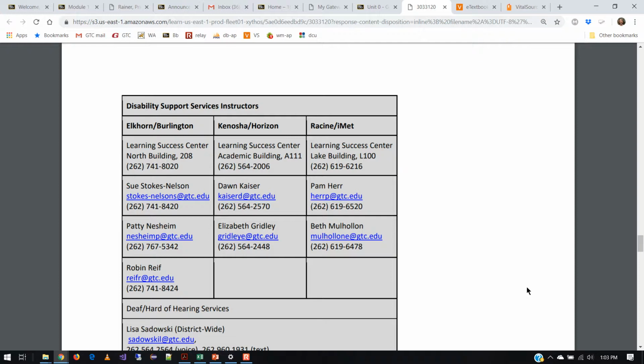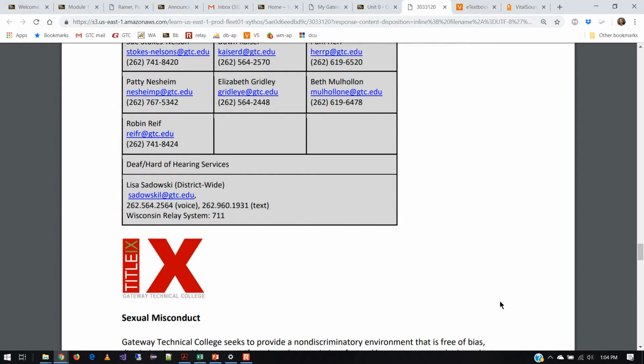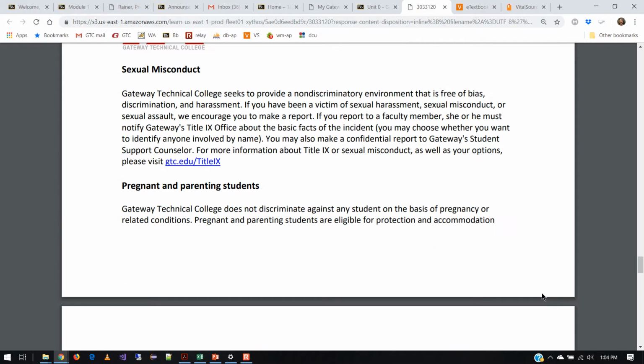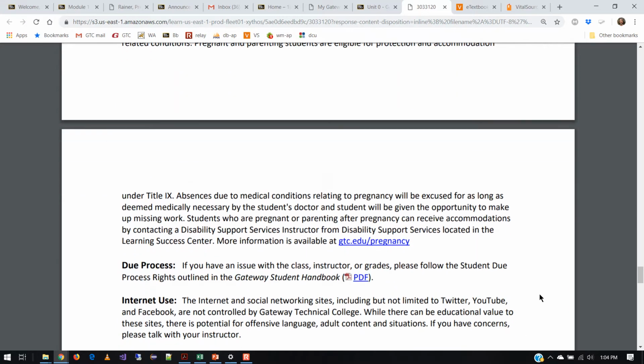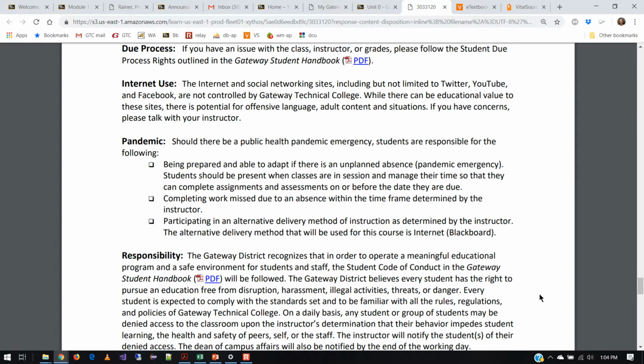But really, it's just a space where you can go and work, where it's quiet, and not be hassled, and the internet's good. So keep that in mind. If you do need any other services, you can always pursue those. I'll let you read some of this other stuff about Title IX, internet usage, pandemics, responsibilities. It's kind of on you to know how to navigate the gateway systems.